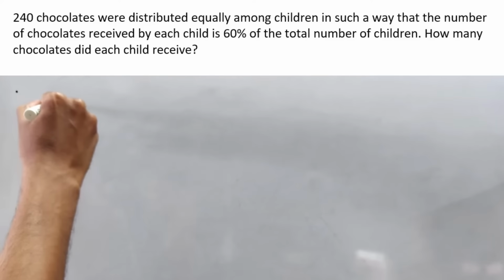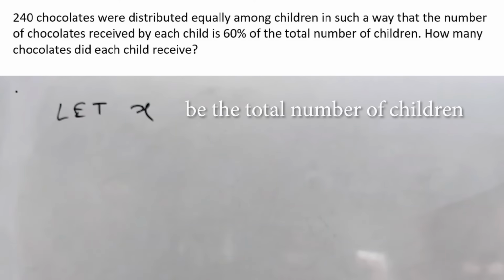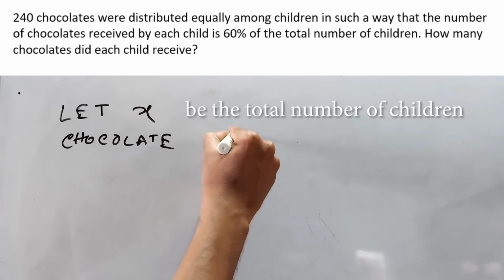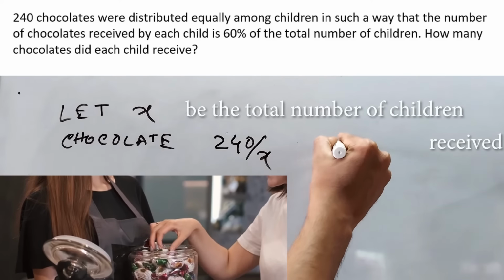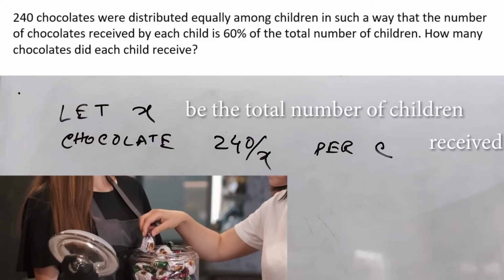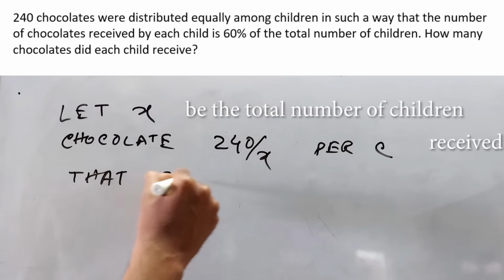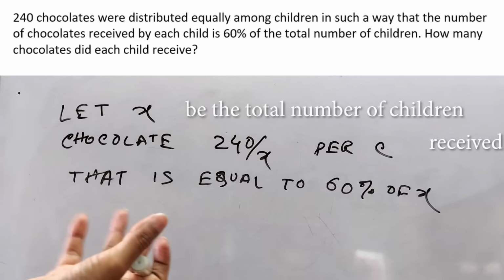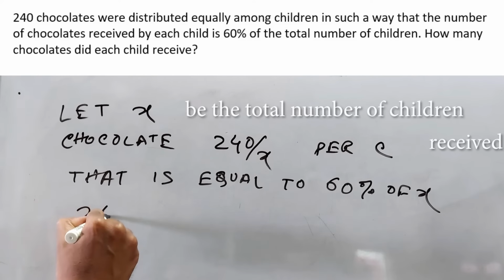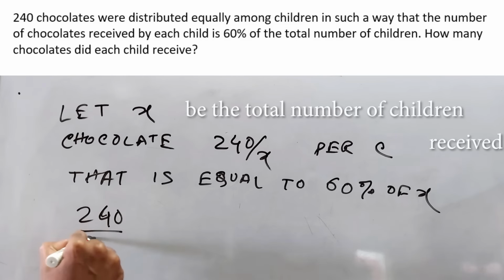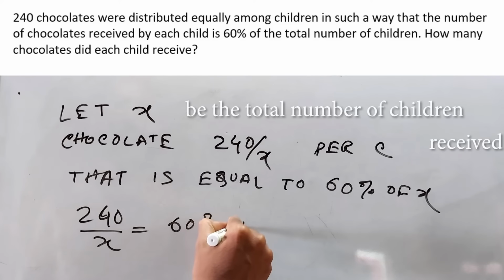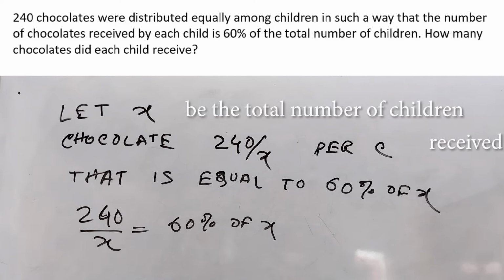I'll tell you. Simple. Let x be the total number of children. Chocolates received, how many chocolates received? 240 by x per child. That's right. Now that is equal to 60% of x, right? Now we have an equation, right? 240 divided by x is equal to 60% of x. Now 60% we know that is 60x by 100, right?